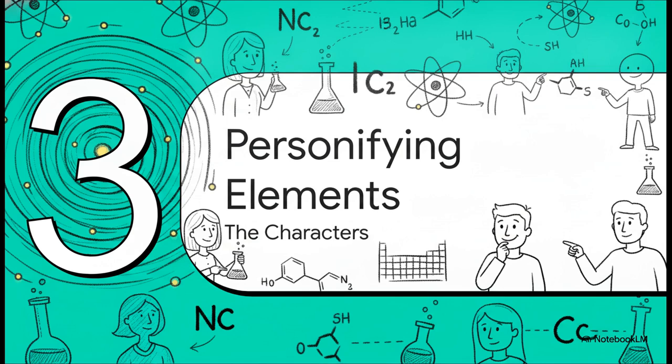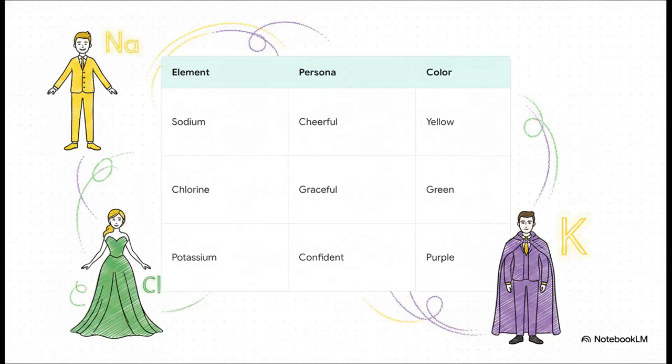Now for Section 3, Personifying the Chemical Elements. The author systematically breaks down these characters, mapping out exact traits for each element. For sodium, chlorine, and potassium, the text dictates a persona, a clothing color, and an emblem. So, sodium is a cheerful young man in bright yellow with a glowing Na emblem. Chlorine is a graceful young woman in elegant green with a subtle Cl symbol. And potassium is a confident young man in royal purple with a glowing K emblem. It's just a perfectly balanced trio.